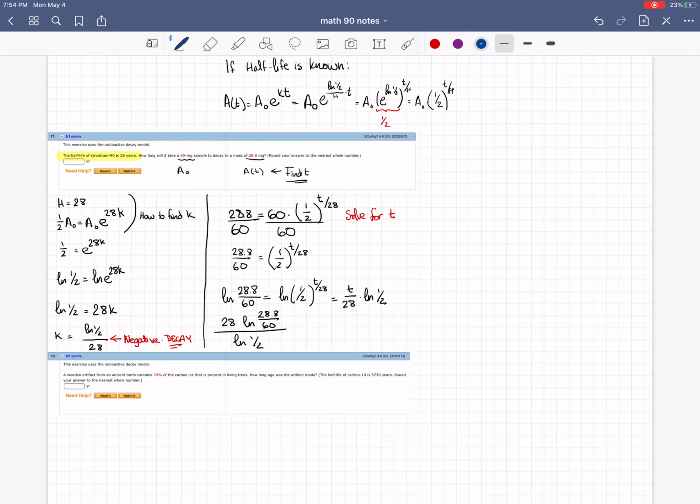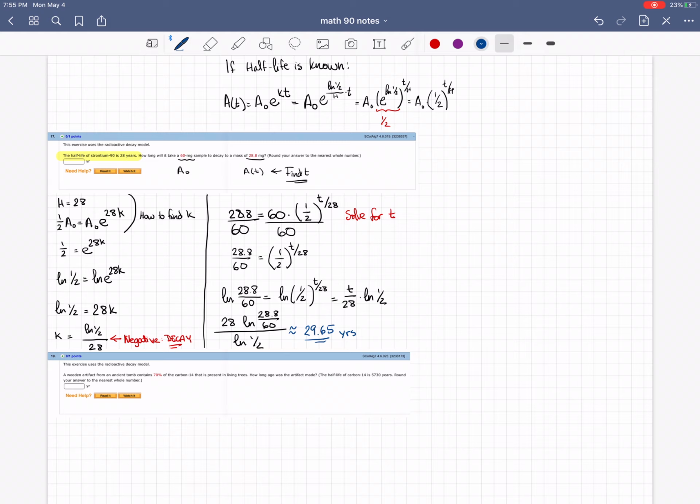All right, so here goes. So we have 28.8 over 60. And I'm taking the natural log of that, multiplying it by 28, and dividing it by the natural log of 1/2. So what I'm getting here, and I'm going to write 29.65 here in blue.